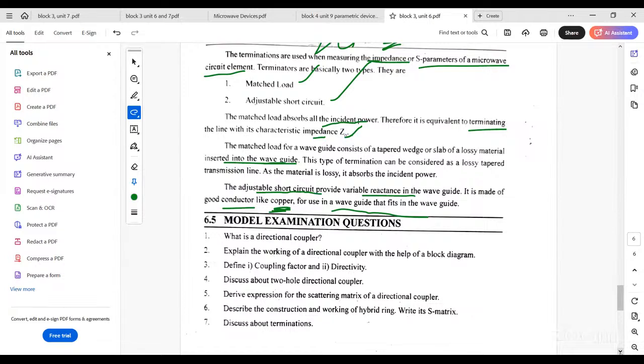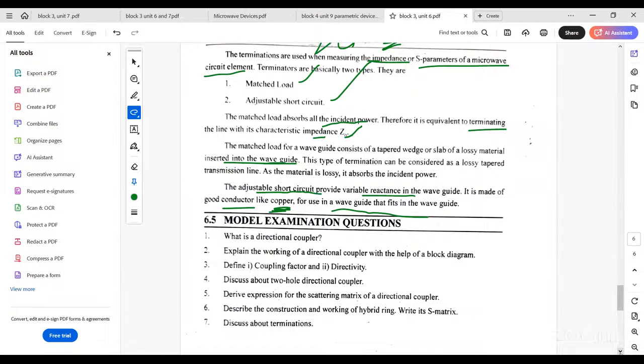Now, what is the next question? Describe the construction and working of hybrid ring and write its S matrix formula. Write its matrix. Next question is discuss about termination. What is termination? There are two types of terminations. One is matched load, another one is adjustable short circuit. This is about block 3, chapter 6.